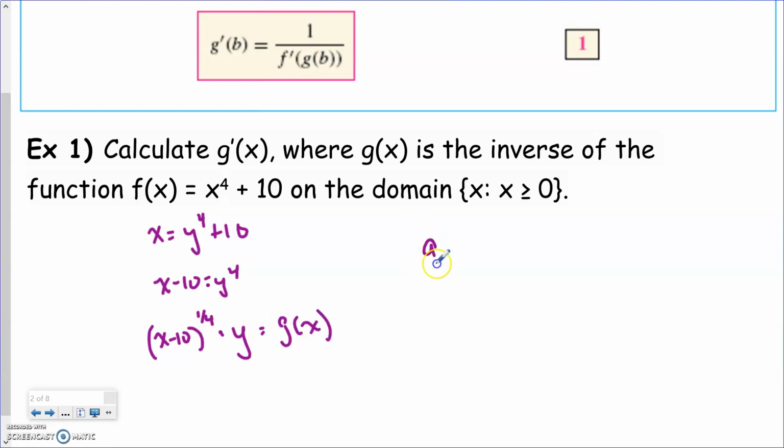Now once we've done that, g prime of x is pretty easy to find. We're going to multiply by 1/4, x minus 10 to the negative 3/4 when we subtract 1. And then the derivative of x is just 1. Derivative of negative 10 is 0. So this is going to be our answer here. Okay, didn't even use this rule up here.